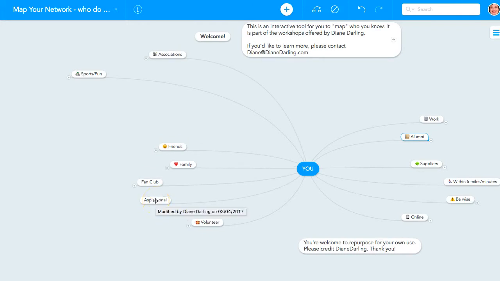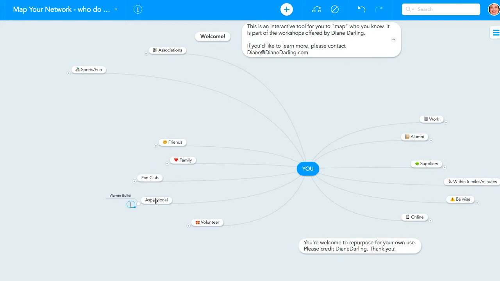Aspirational. Who are some people you'd like to meet? When I do this with my college students, they all want to meet Warren Buffett or Bill Gates. So, I'm not saying those are people who you should want to meet, but who are some people who would be helpful for you that you would like to meet, and know why? Do you want to meet them because they're famous? Do you want to meet them because they're rich? Or do you want to meet them because you admire something that they've done and you want to find out more about that?